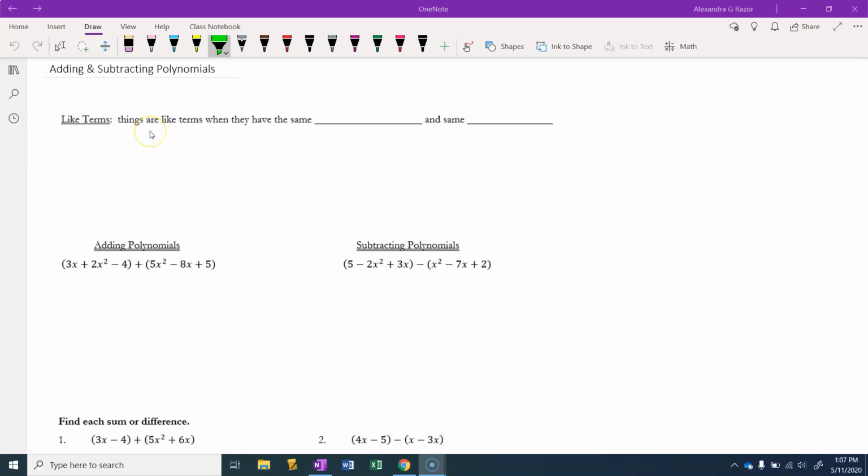All right, what we're covering in this section, and I know that you don't have the paper notes for this, so you're just going to write this down on regular paper or put it in your notebook after the chapter 5 stuff, is adding and subtracting polynomials. So the first thing we have to know is what a like term is. Like terms are terms that have the same variable, which remember is just a letter, and the same exponent.